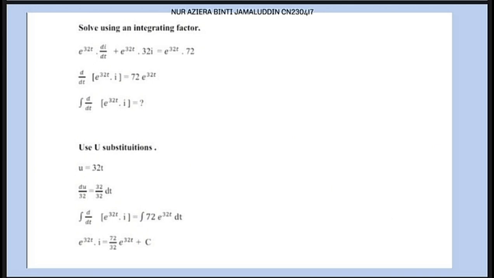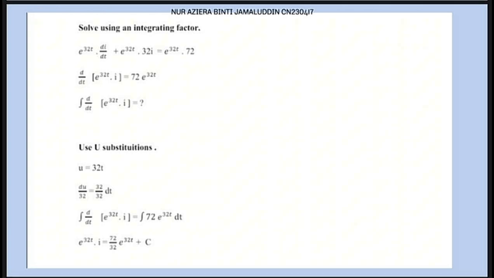Remember, so d/dt of e^(32t) times i is equal to 72 e^(32t). And now we can solve this for i by integrating both sides of the equation with respect to t. Integrating d/dt of e^(32t) times i dt is equal to integrating 72 e^(32t) dt. So now we can integrate the left side with respect to t and the right side with respect to t.